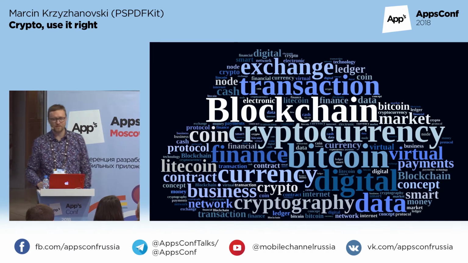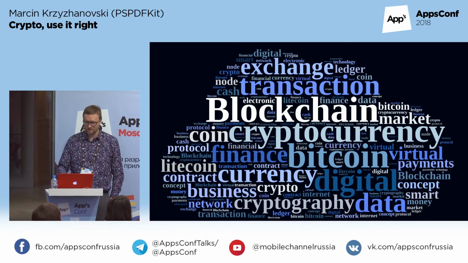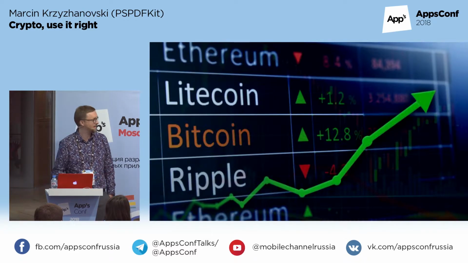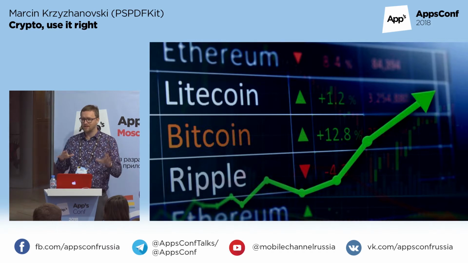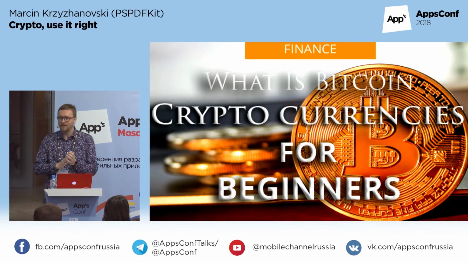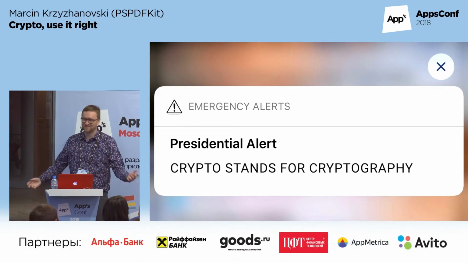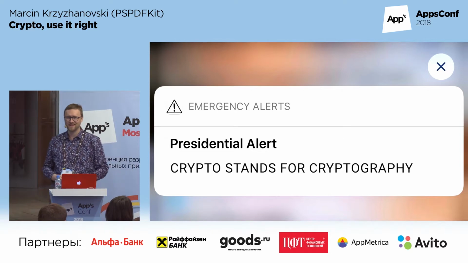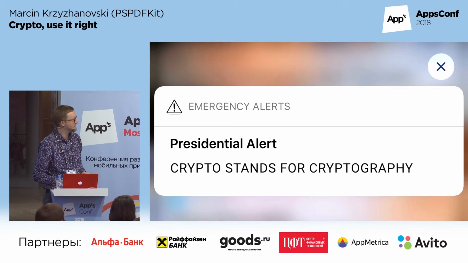You know, the crypto stuff, the blockchain is very trendy now. It can be very rich. It is basically a new gold. There are a lot of it, like Litecoin, Bitcoin, Ripple. You don't really know what to use, what to buy, and that will be basically crypto for beginners. Okay? Oh! That's the funny part. We got the emergency alert that crypto stands for cryptography, not for cryptocurrency. That is the common confusion these days.